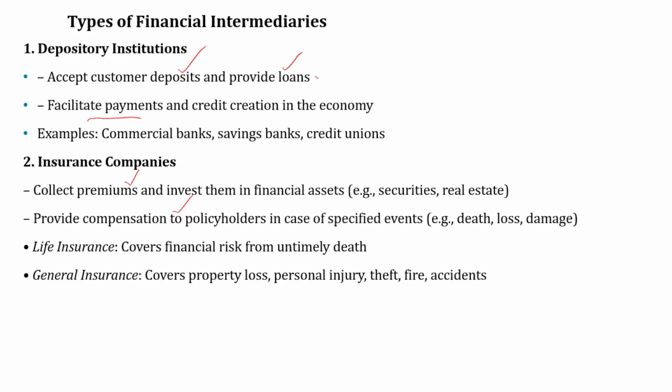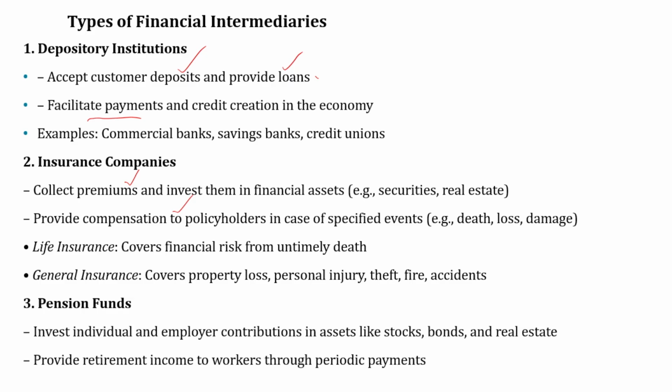Then we move to another type of financial intermediary called pension funds. Pension funds collect contributions from employees and employers and invest them in long-term assets like stocks, bonds, and real estate. Over time, these funds grow and are used to provide retirement income to workers through periodic payments, that is, the pension payment. They are essential for retirement security and also act as major institutional investors in financial markets.